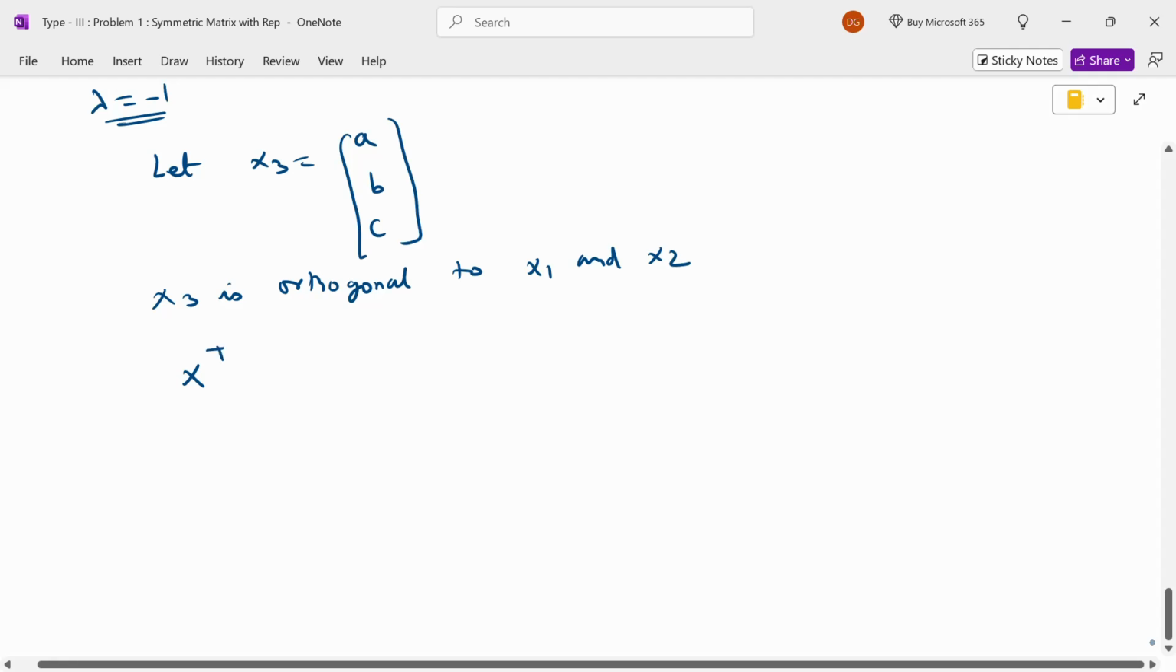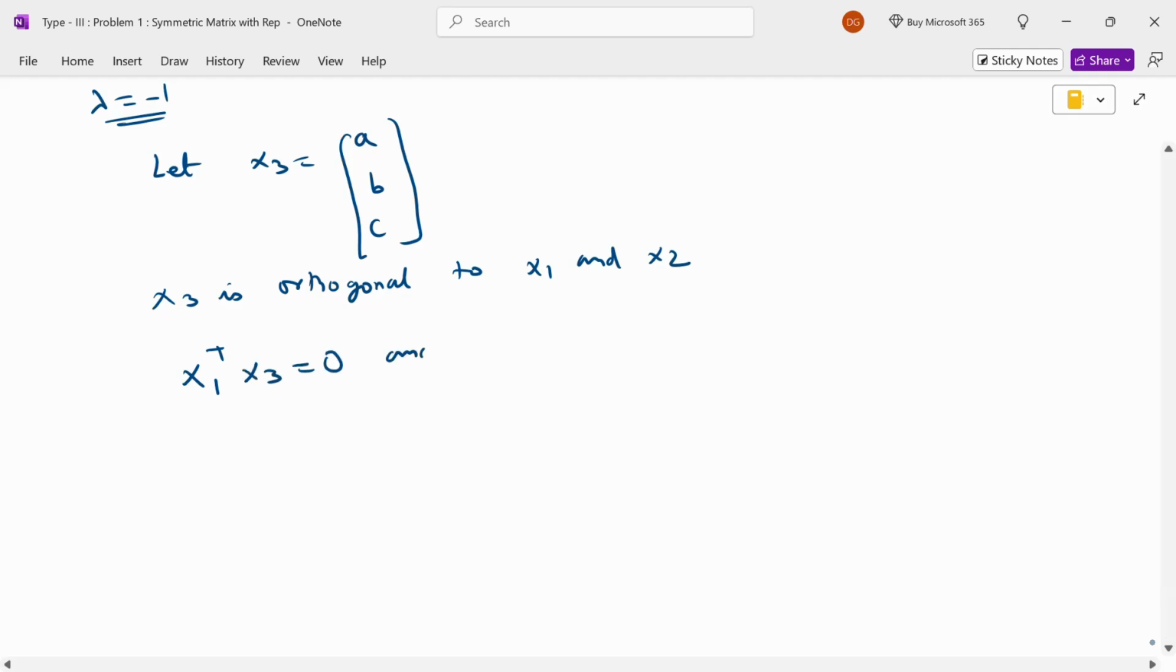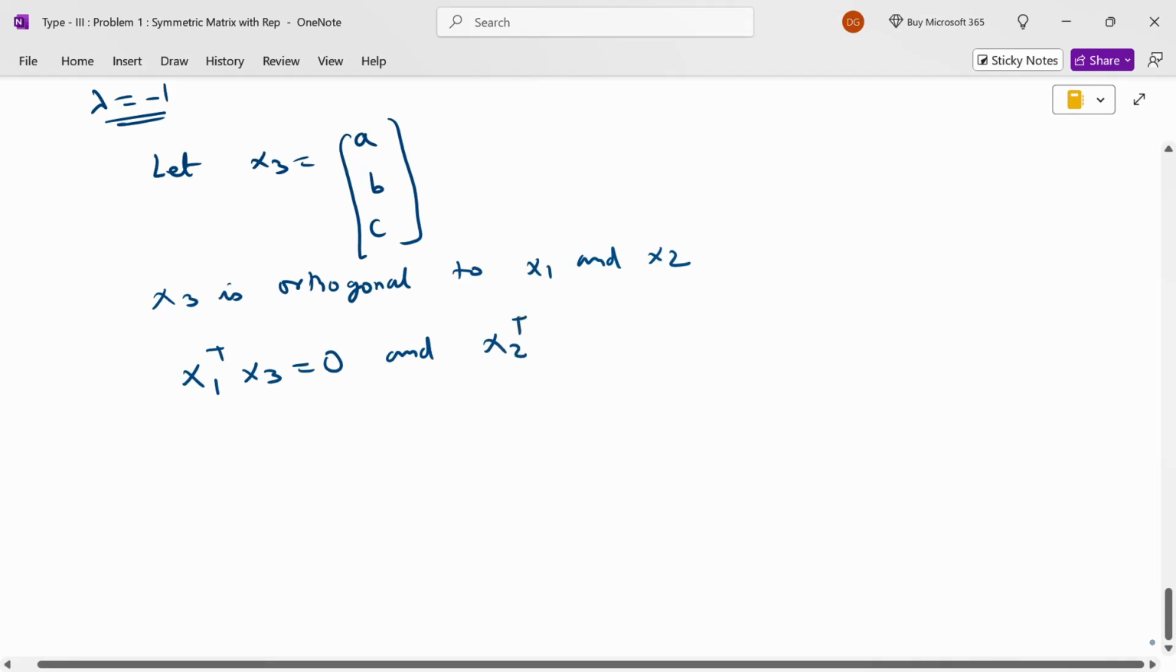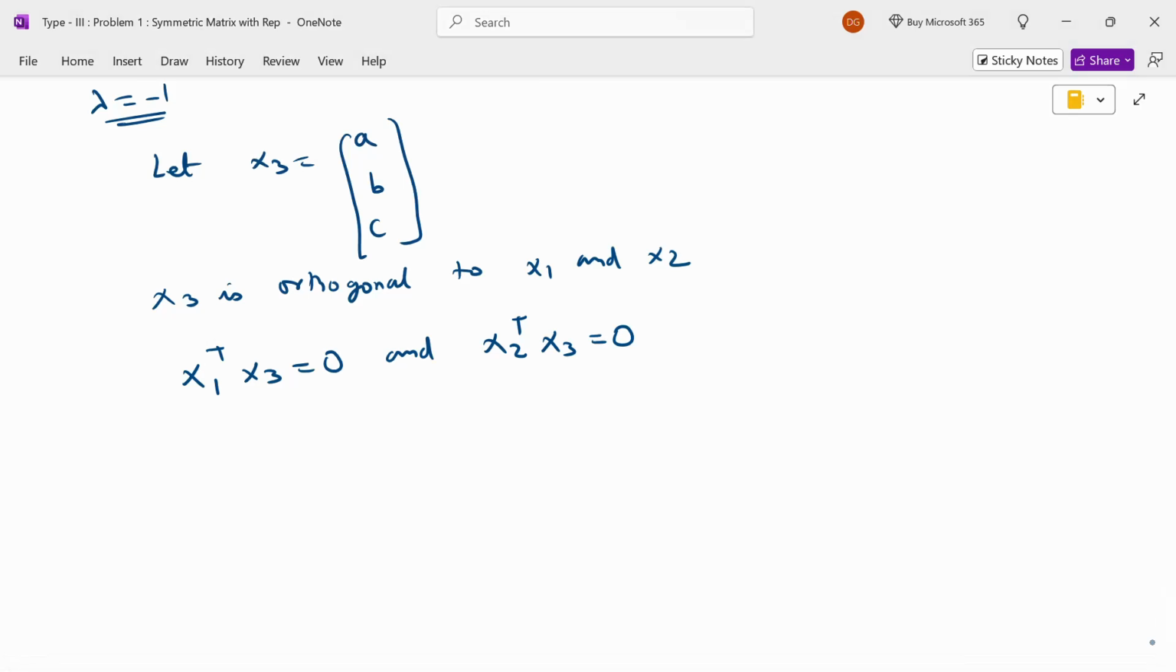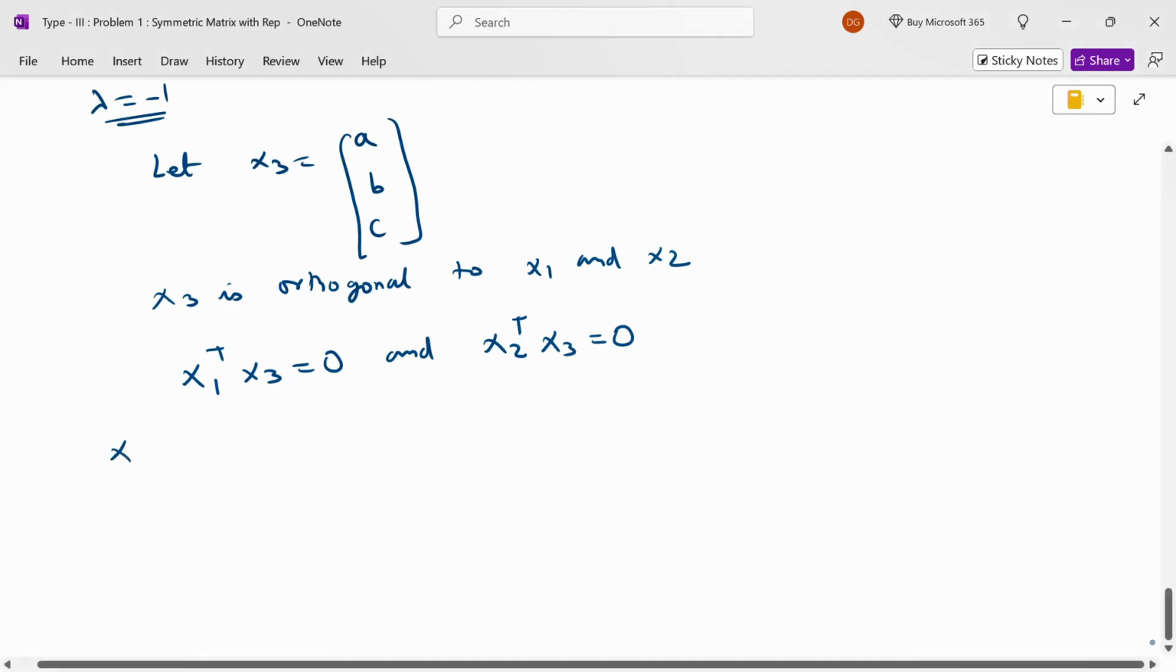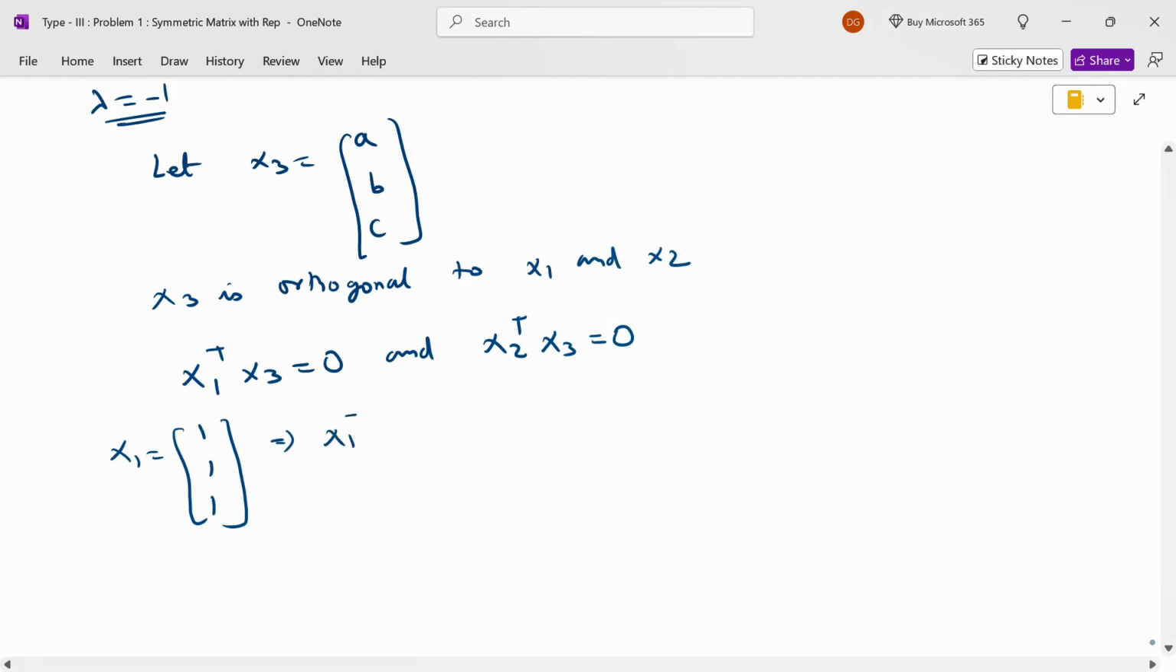Therefore what is the orthogonal condition? x1 transpose x3 is 0, and x2 transpose x3 is 0. So these are orthogonal. The x3 is orthogonal to x1, x2, because the given matrix is symmetric. So now we should write this x1. The x1 matrix is nothing but 1, 1, 1. This is the x1. When I take its transpose, column to row, 1, 1, 1.